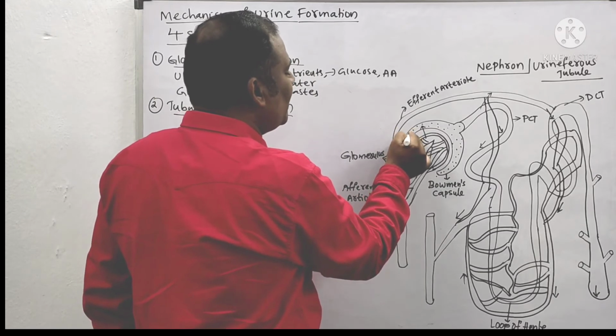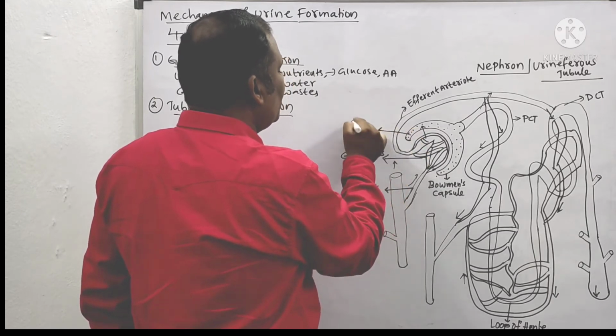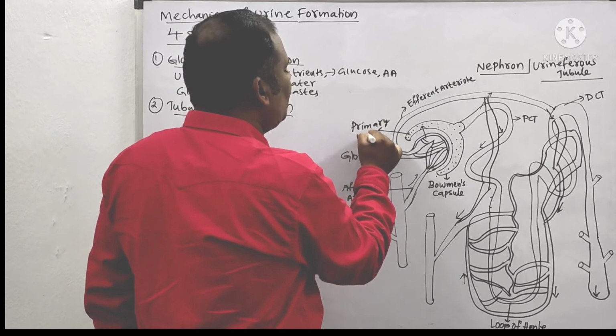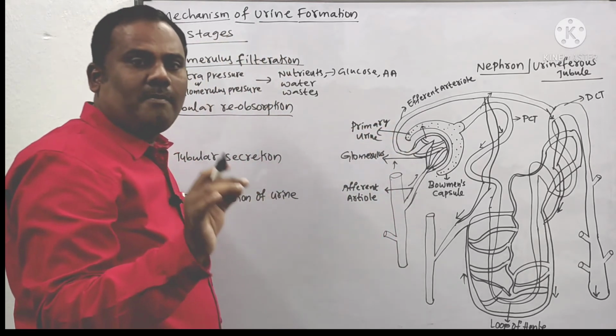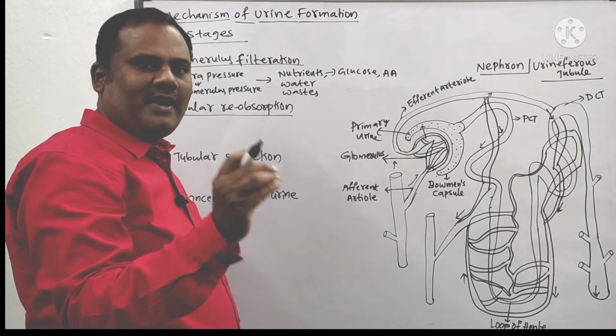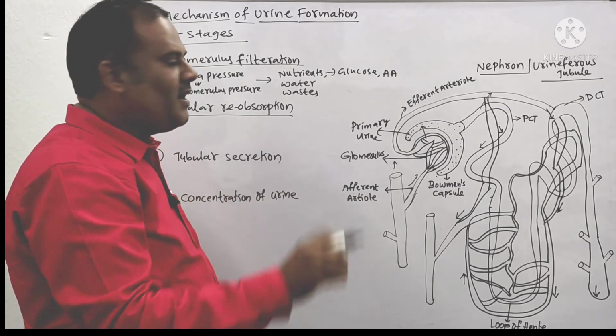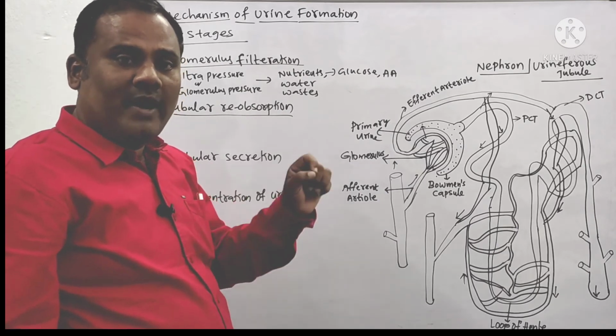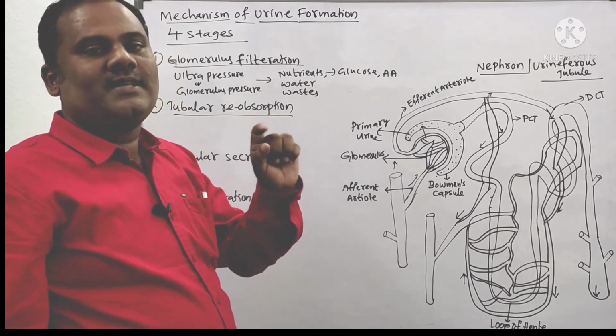This is called what? Primary urine. So this primary urine is similar to blood, but only the blood cells are absent. Remaining all the things which are present in the blood are present in this urine. That's what it is called: primary urine is similar to blood, except for the blood cells.